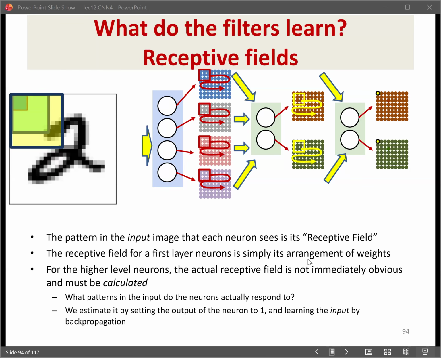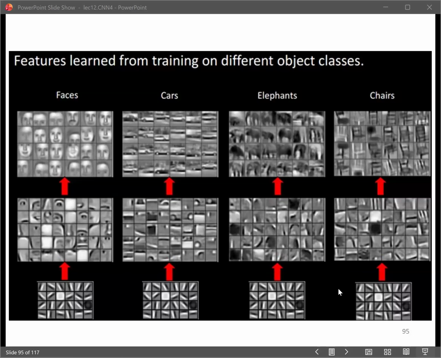The receptive field for first layer neurons is simply the arrangement of weights. For higher layer neurons, because they can respond to different combinations of first layer patterns, you actually need to use backpropagation to detect what the neuron has fired for, and this is going to be input specific. And so there's a process to it. I won't get into the details, but here is what we find.